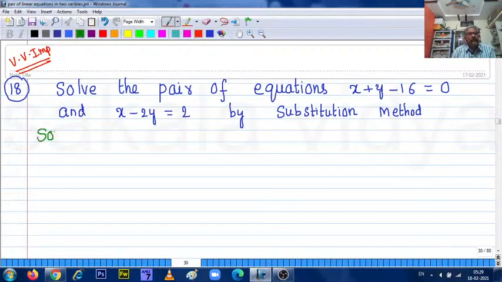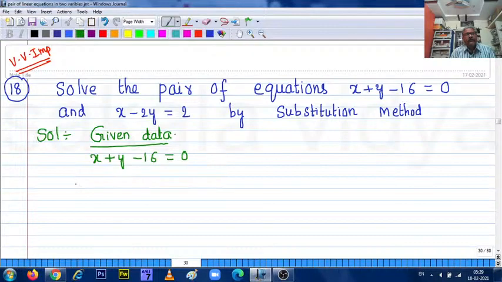Solution. First, given data. Here x plus y minus 16 equals 0. So this we can write like this, x plus y is equal to, bring minus 16 to the right hand side, 16. Say equation 1. The second equation is x minus 2y equals 2. This is the second equation.